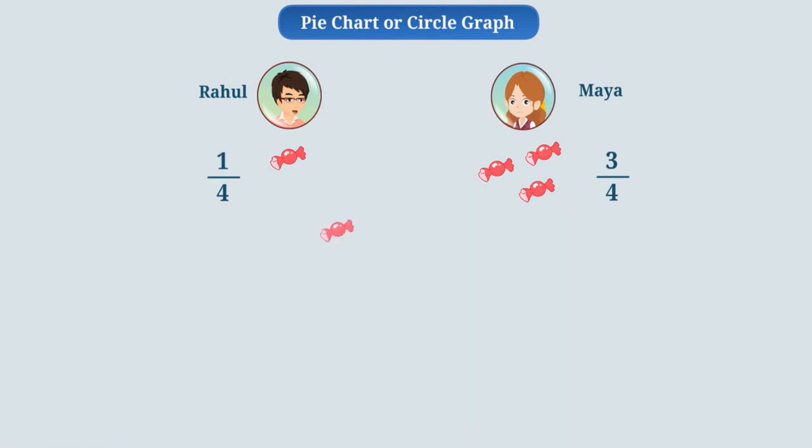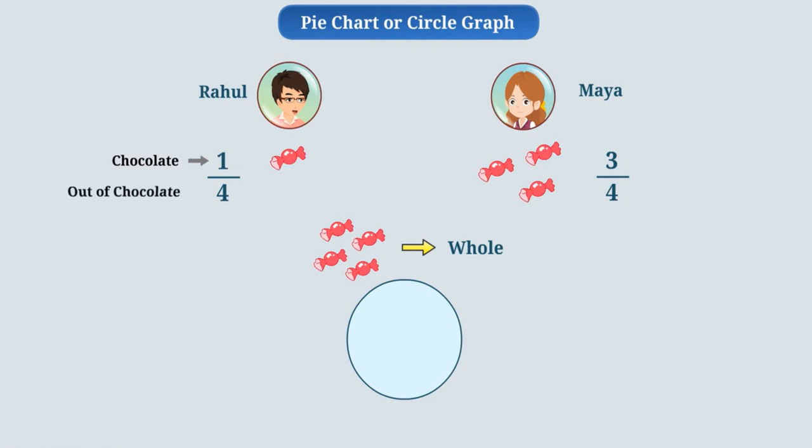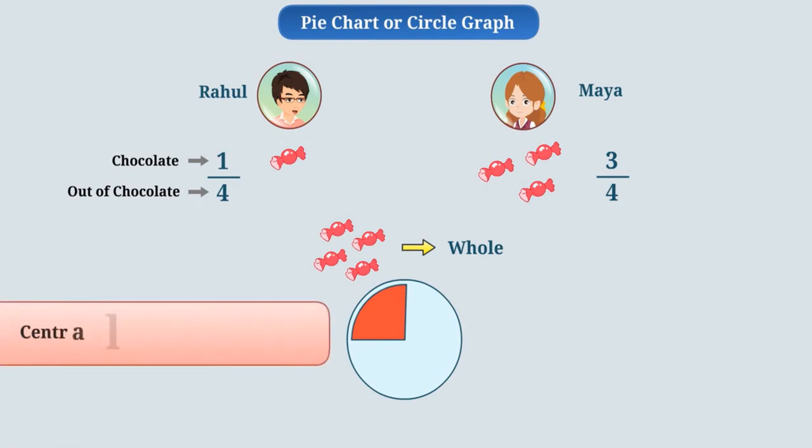Here, we can consider 4 chocolates a whole, and so we can represent it with a complete circle, that is, with the central angle 360 degree. Why? Because a complete circle is formed by a central angle 360 degree. The part of chocolates taken by Rahul is 1 chocolate out of 4 chocolates, that is 1/4. Therefore, we can represent the part of the chocolates taken by Rahul by 1/4 of the circle, or we can say the sector of a circle whose central angle is 1/4 multiplied by 360 degree, which is equal to 90 degree.